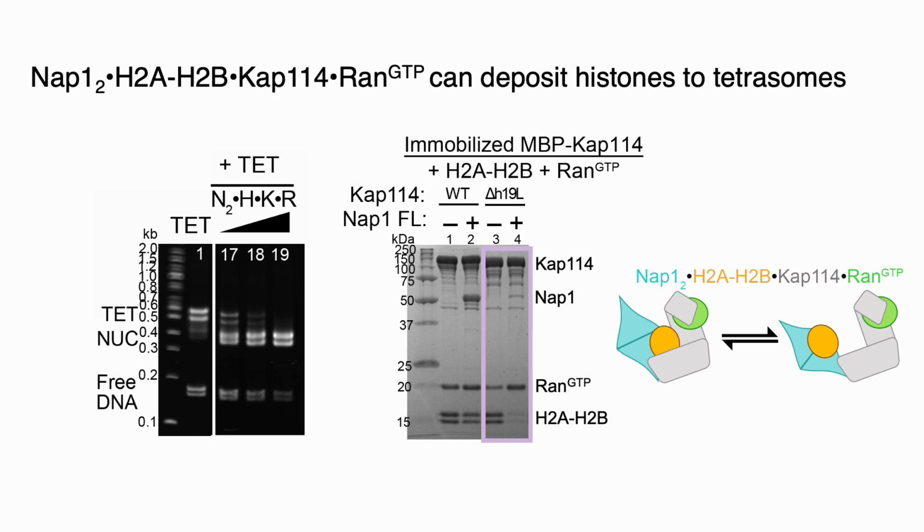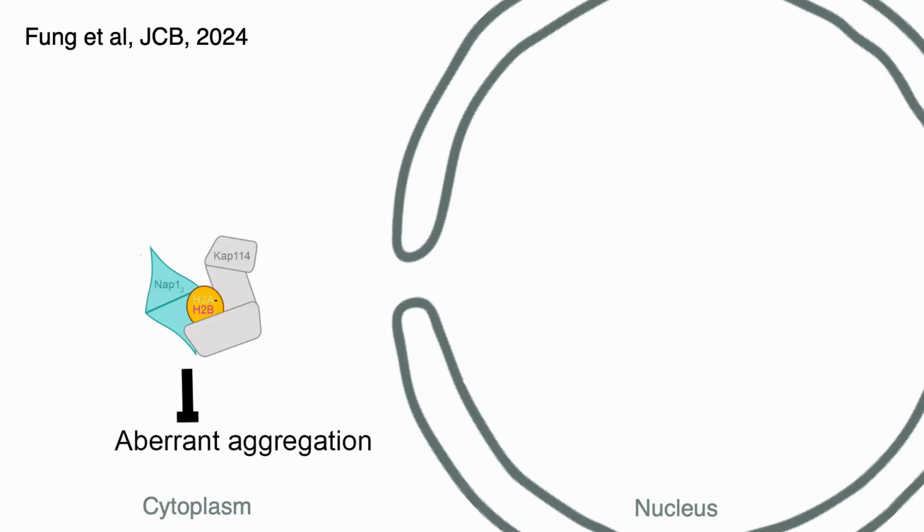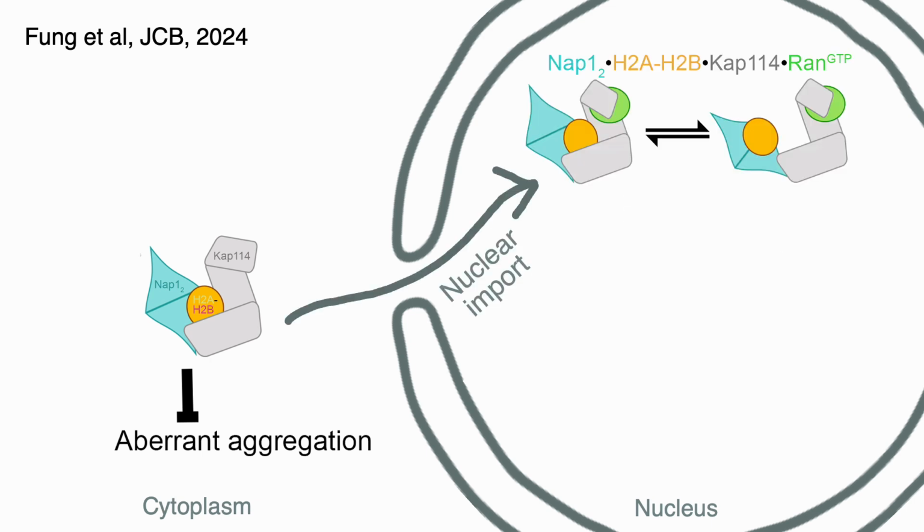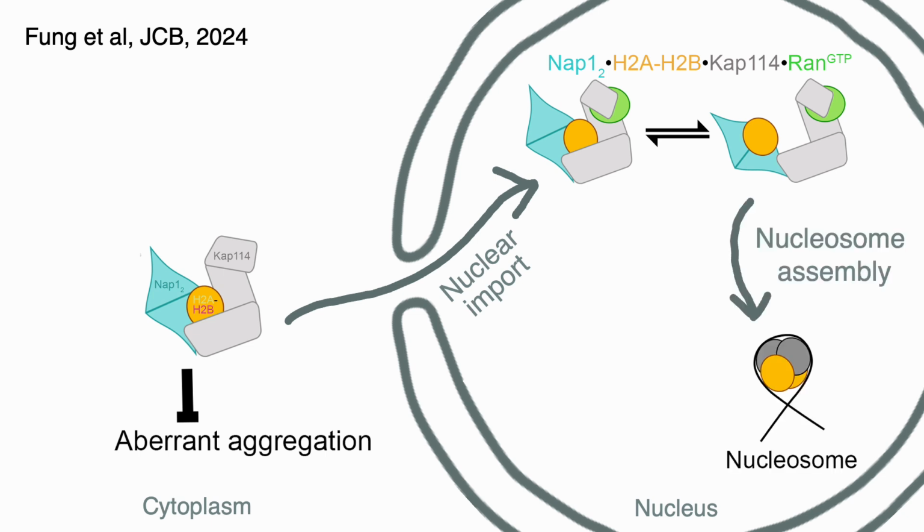To conclude, we found that Kap114 and Nap1 co-chaperone H2A-H2B while transporting it from the cytoplasm to the nucleus. Together, the importin and the histone chaperone provide a sheltered path to transfer H2A-H2B from Kap114 to Nap1, ultimately directing its specific deposition into assembling nucleosomes.